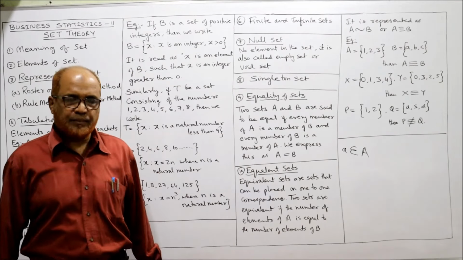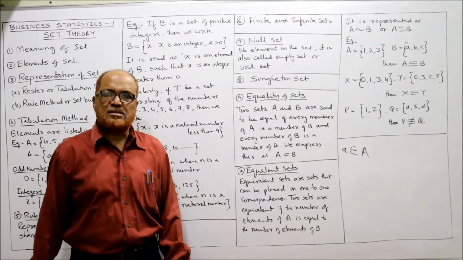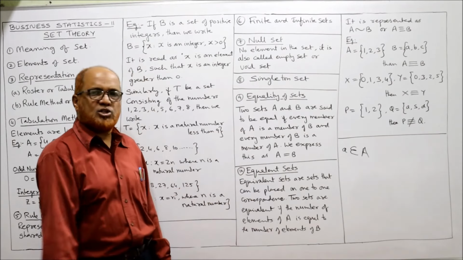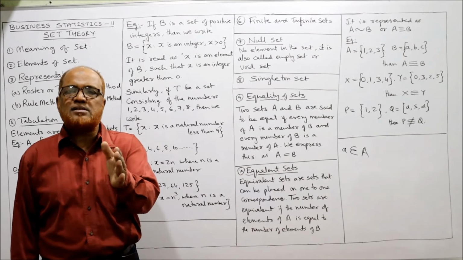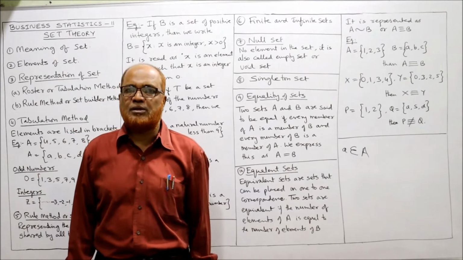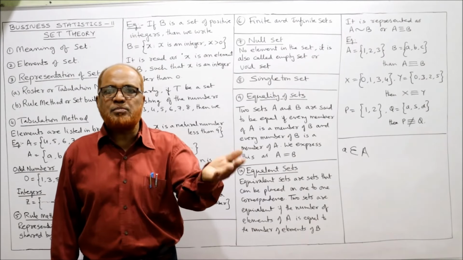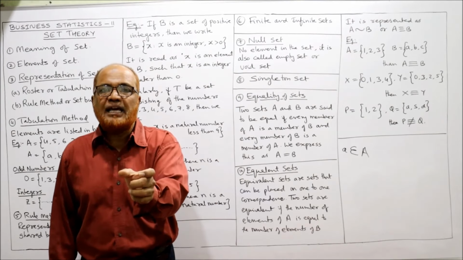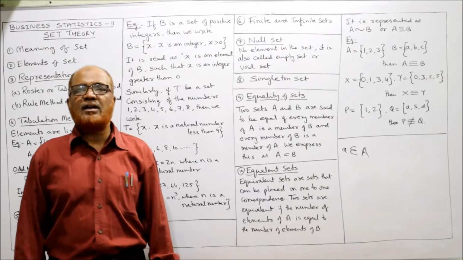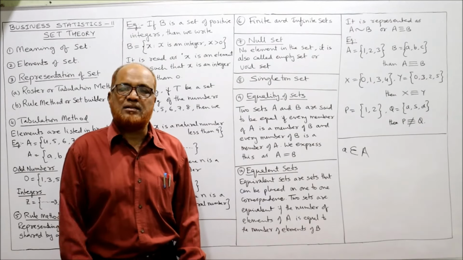Now equivalent sets. There is a difference between equal sets and equivalent sets. What do you mean by equivalent sets? Equivalent sets are sets that can be placed in one-to-one correspondence. One-to-one correspondence means the number of elements in set A must be equal to the number of elements in set B. Not the same elements. Elements may be different, but the number of elements in set A must be equal to the number of elements in set B. Then we can say both sets are equivalent.